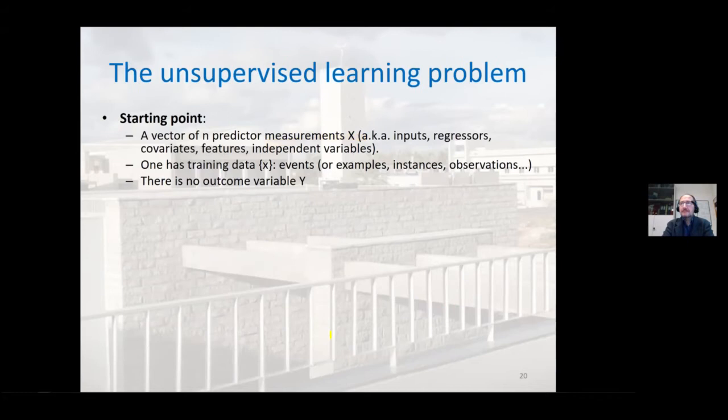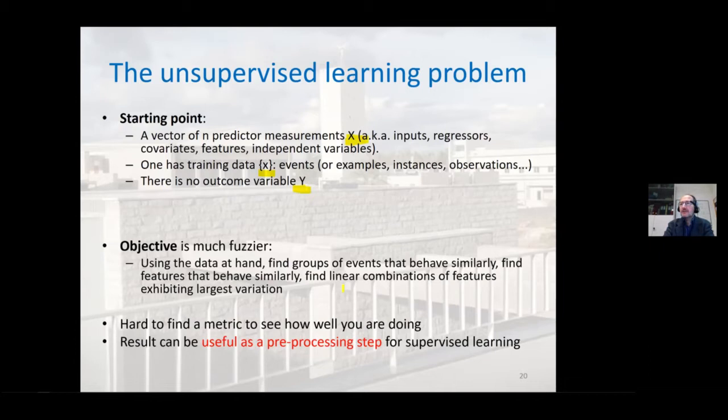While in unsupervised learning, the starting point is also a certain number of measurements, and you can have training data, but you don't know the labels for this data. So you have some data and you want to let your algorithm find structure, in a sense. And so the objective is much fuzzier. So you want to clusterize events in populations that appear to have different properties. So in analogy, you are building different classes, but you do this bottom up, okay?